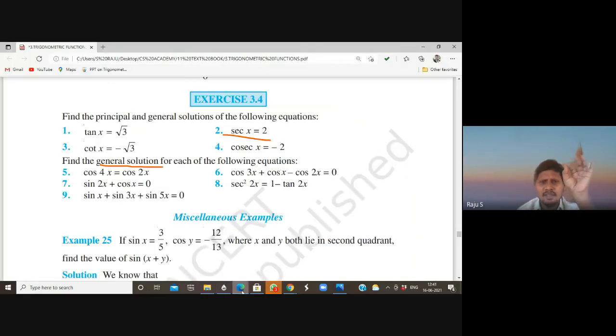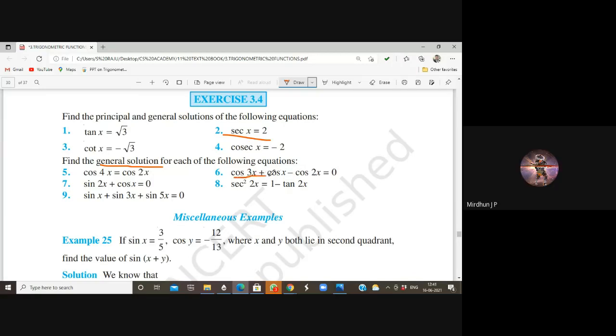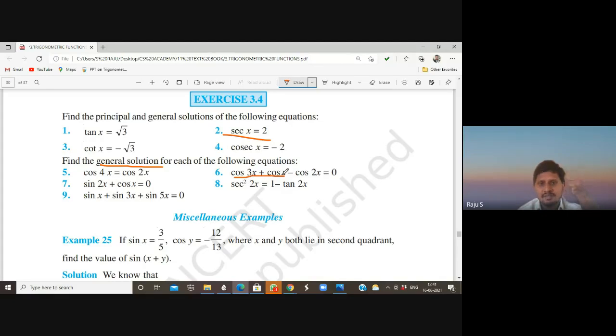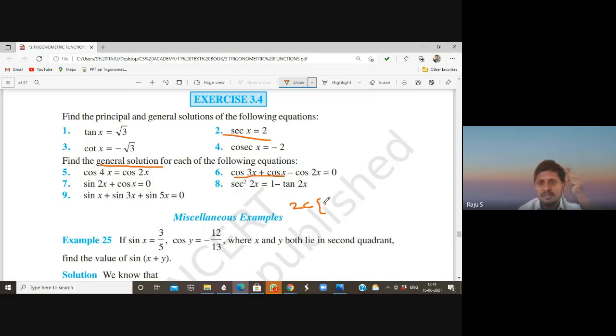Okay, what to do in this next case? First the cos x and cos 3x addition, then we can do the subtraction. Using cos c plus cos d, it is 2 cos of (c plus d) by 2: 3x plus x is 4x, 4x by 2 is 2x, into cos of (c minus d) by 2: 3x minus x is 2x, 2x by 2 is x. Minus cos 2x is equal to 0. What is common here? Cos 2x is common. The remaining is 2 cos x minus 1 is equal to 0.